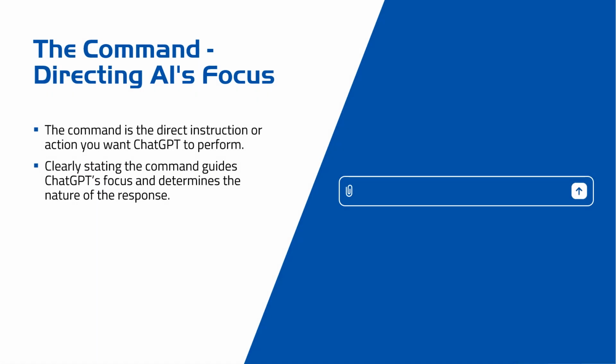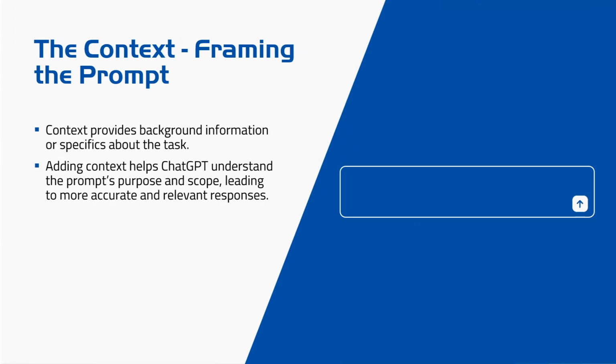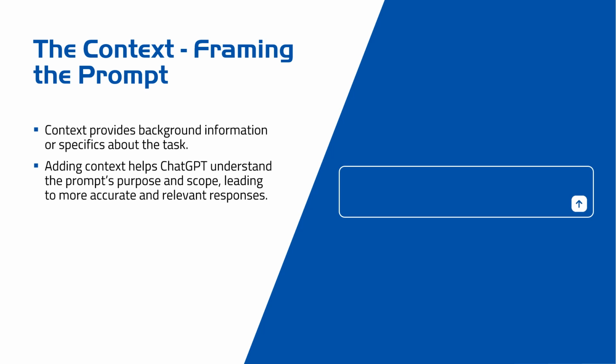The command is like giving ChatGPT a job to do. It's the specific task or action you want it to carry out. When you clearly state the command, you're helping ChatGPT to understand what you're asking for. This guides its focus and shapes the kind of response it provides. For example, if your prompt is, "Summarize the key points of the attached report," ChatGPT will focus on condensing the report into main points.